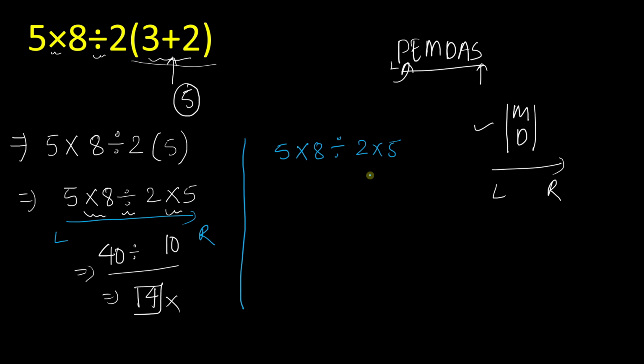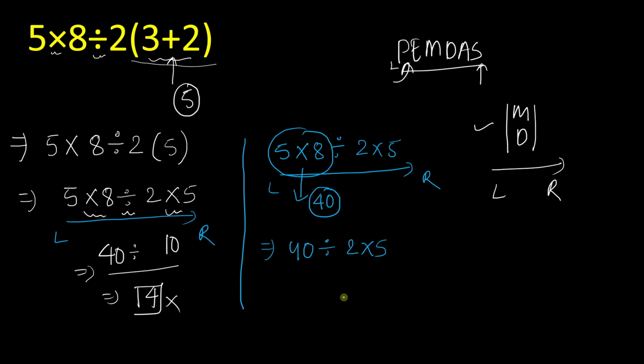And when we try to solve left to right there, first we will solve this multiplication part, and when we multiply we will get 5 times 8, which equals 40, and we can write 40 divided by 2 times 5. Now we will go for this division, which is 40 divided by 2. This will be 20 times 5, and 20 times 5, we will get answer here 100.